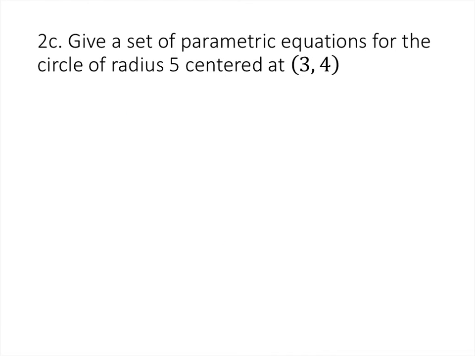For this last one, we're asked to parameterize a circle. The thing that we need to remember here is that there's a standard parameterization for the unit circle. The unit circle is a circle of radius 1 centered at the origin. The way that we're going to parameterize it is to let x equal cosine t and y equal the sine of t.